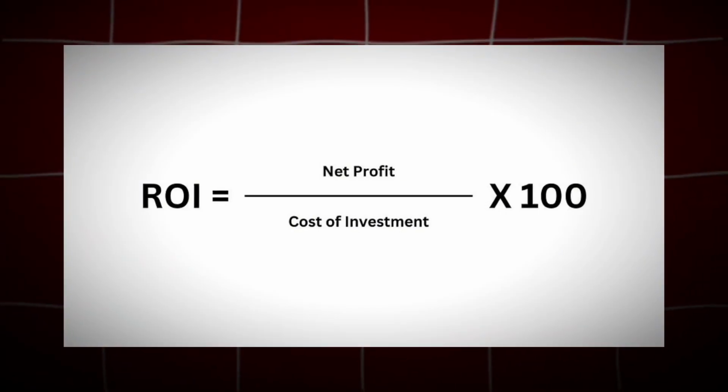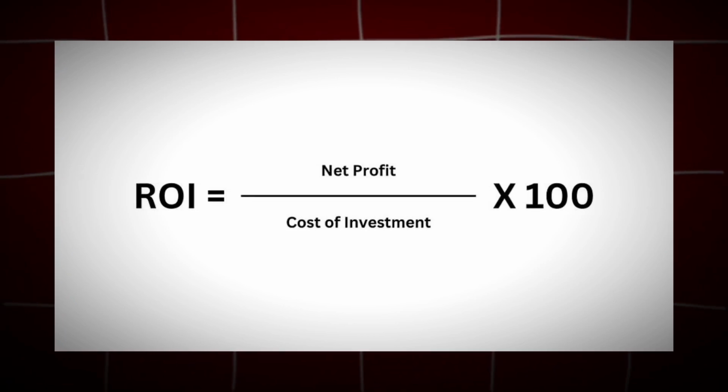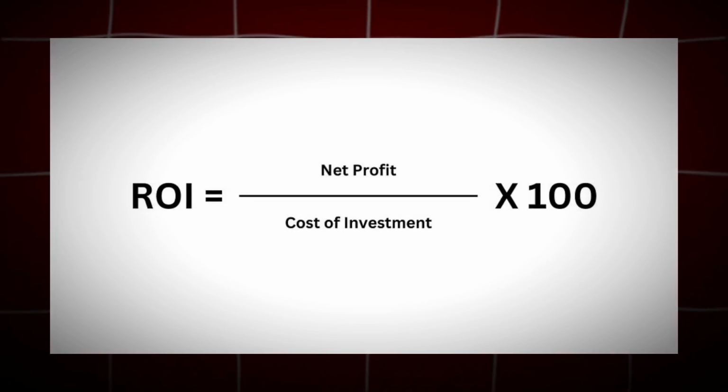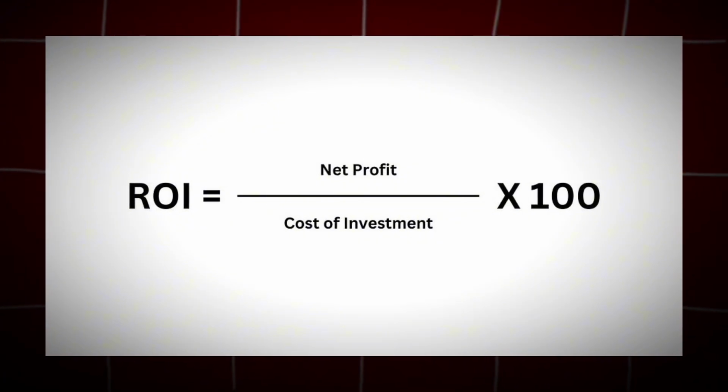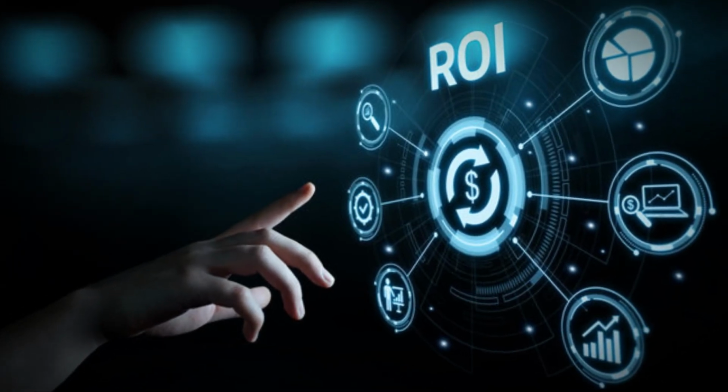Here's the basic formula. ROI equals net profit divided by cost of investment, times 100. So if you spent $1,000 and made $1,500, your profit is $500. Divide that by the $1,000 you spent and then multiply by 100. That gives you an ROI of 50%. Once you understand that, you can start using it as a tool to make better decisions.